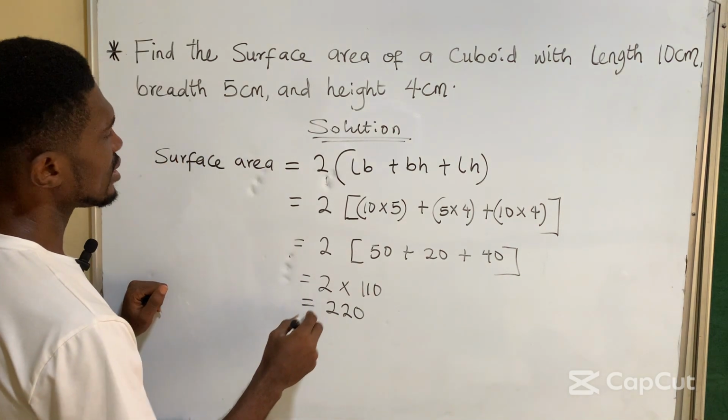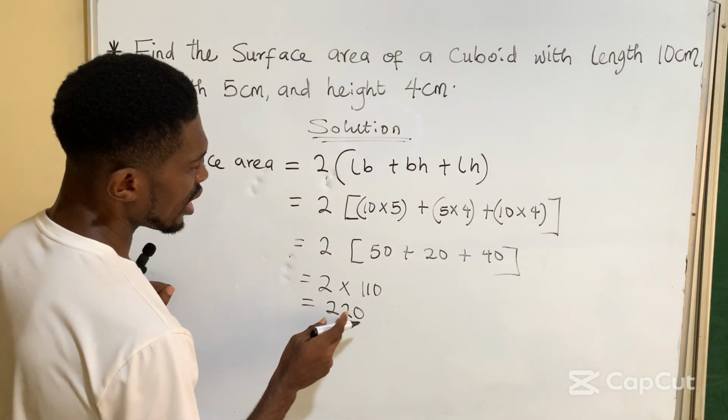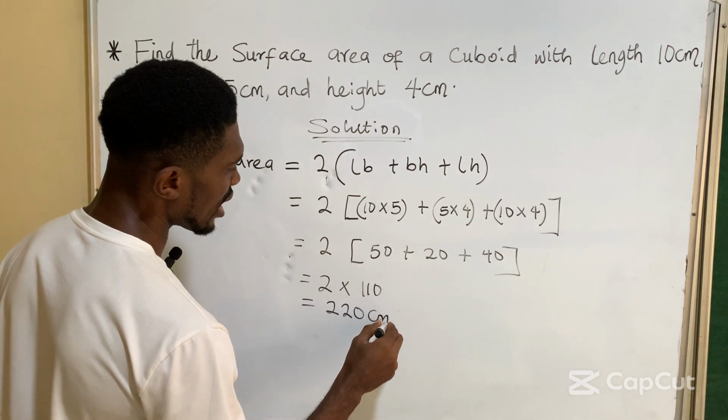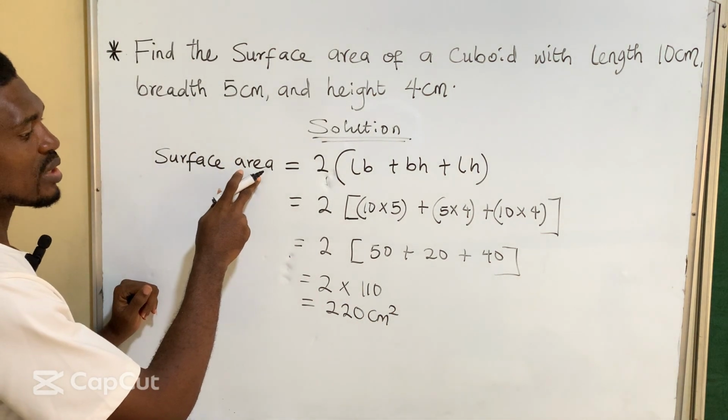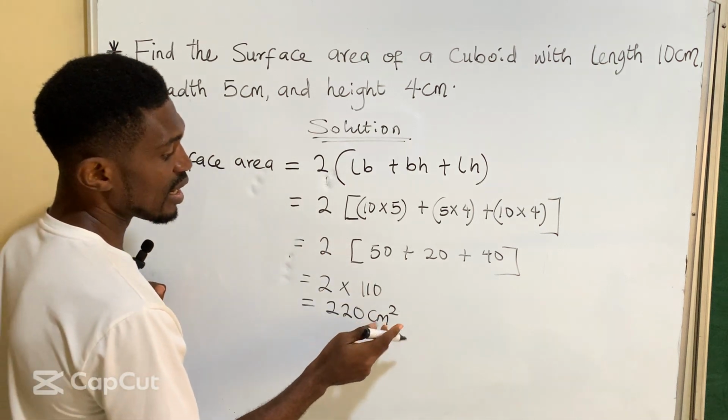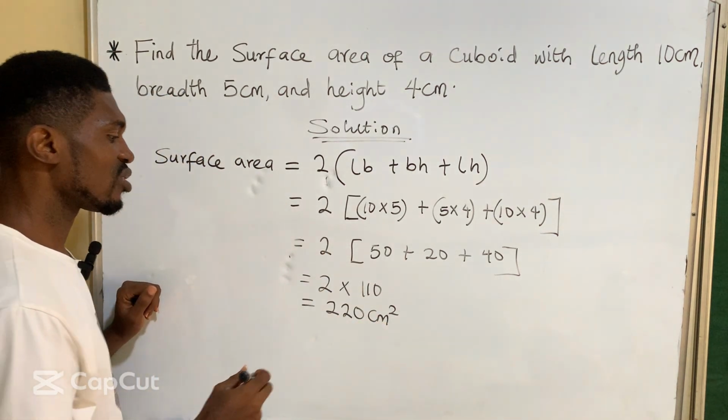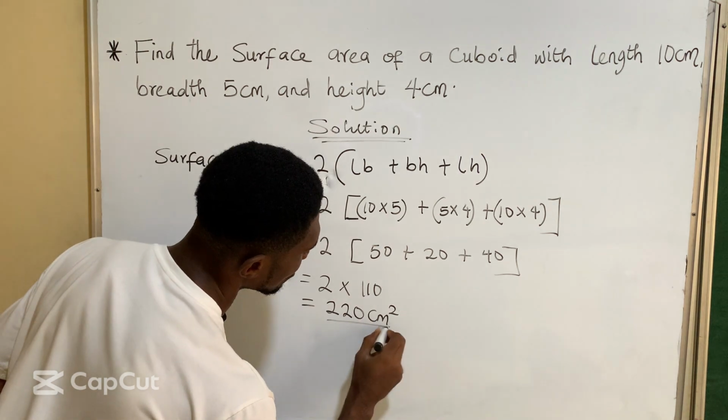So our answer is 220 centimeter cube. Remember, you're dealing with area. Since you're dealing with area, we have centimeter square rather, and not centimeter cube. So this is our final answer.